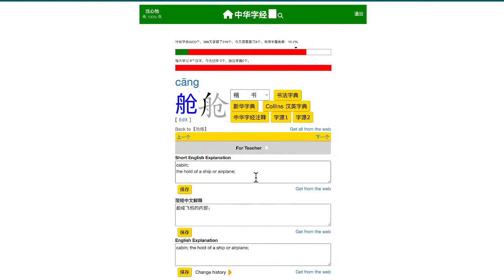Cang. Cang means cabin. Cabin usually is a cabin of a ship or airplane. Called a cang, 机舱, 船舱.